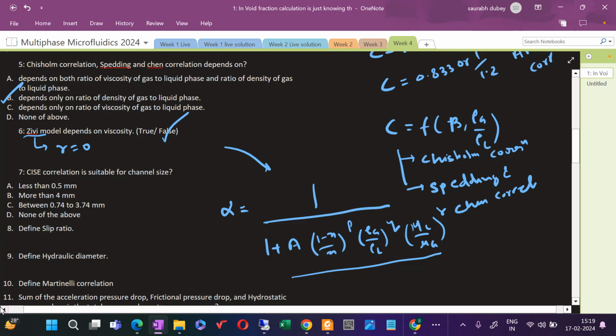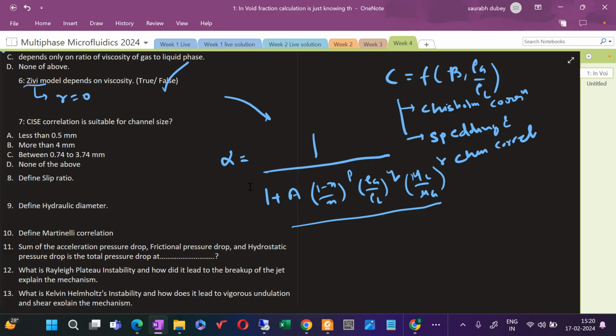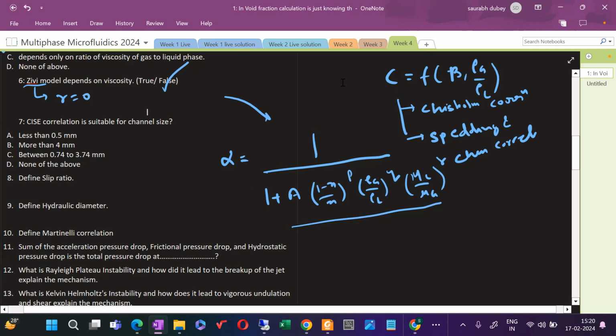So now you look at the seventh question and see if you could get some insight about the same. Is the CISC correlation suitable for channel size? The options are: it is suitable for a channel which is less than 0.5 mm; which is more than 4 mm; it is suitable if the channel size is between 0.74 to 3.74 mm; and none of the above. So which of the following is correct? I will be giving you 1 minute to solve this.